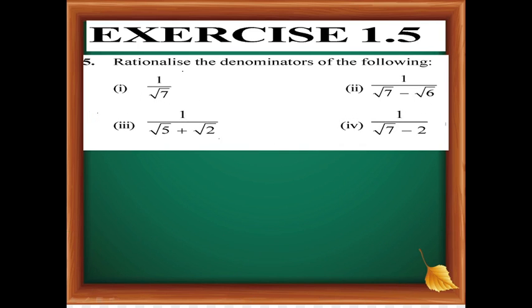Okay, fifth question. Rationalize the denominators. Very easy. Wait, let me solve this and you will understand. Root 7 by 7 is the rationalization factor, and these three are your homework.